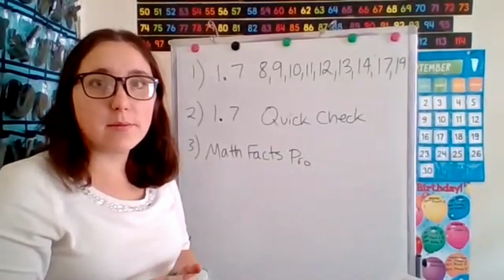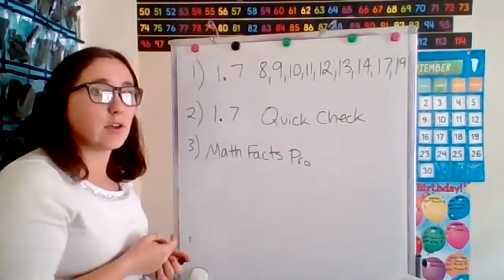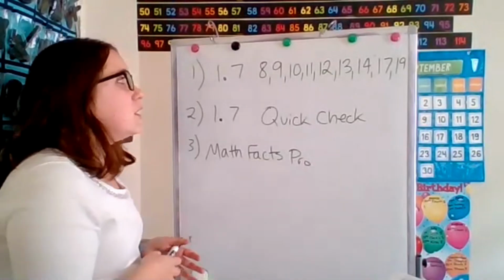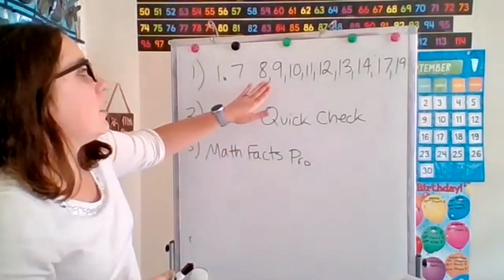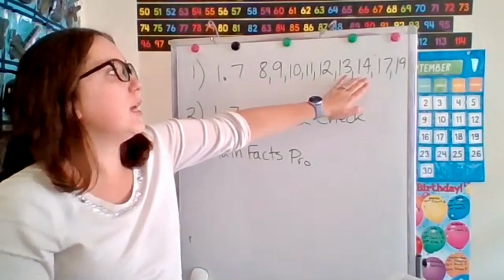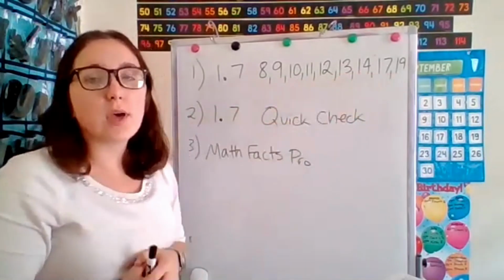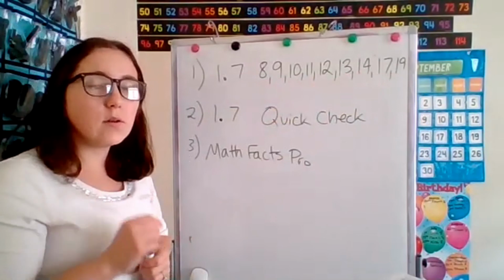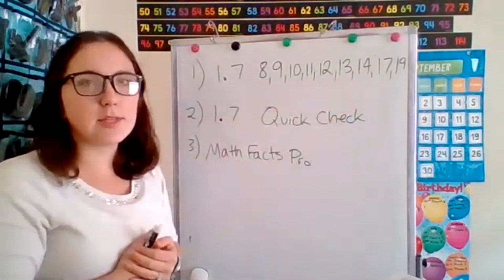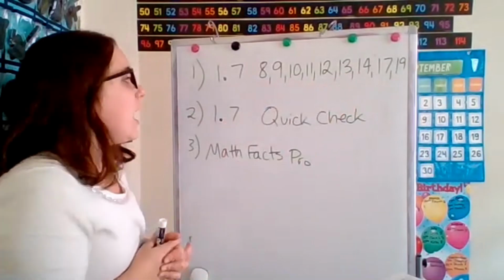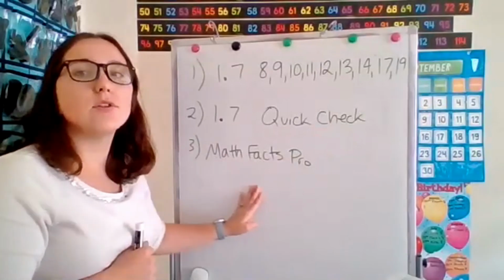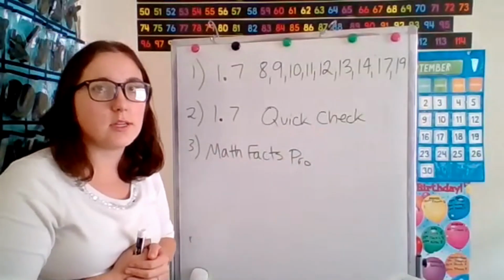Okay, let's look at your assignment for today. Now for today, you do have quite a few problems, but they shouldn't take you very long, okay? So in your workbook, I would like you to do numbers 8, 9, 10, 11, 12, 13, 14, 17, and 19. So I would pause the video and write these down or circle them in your workbook, okay? So do all those problems. I know it seems like a lot, but it shouldn't take you too long. And then when you're done, do the quick check. And then after that, if you have time, do Math Facts Pro, okay, to practice those addition facts.